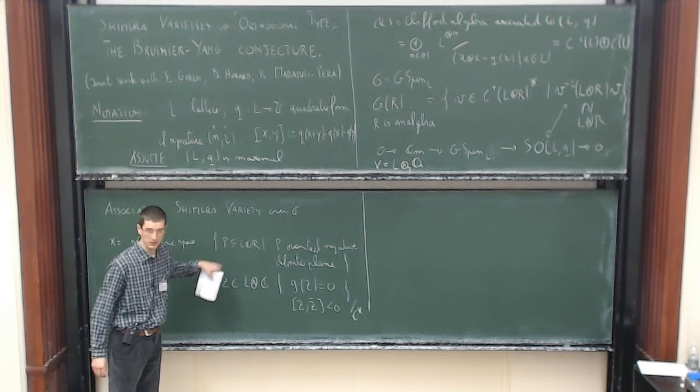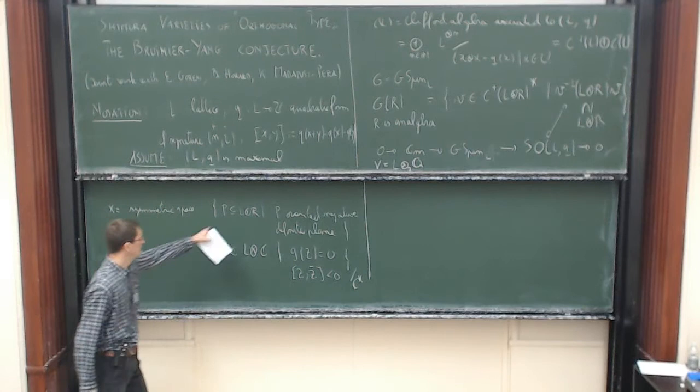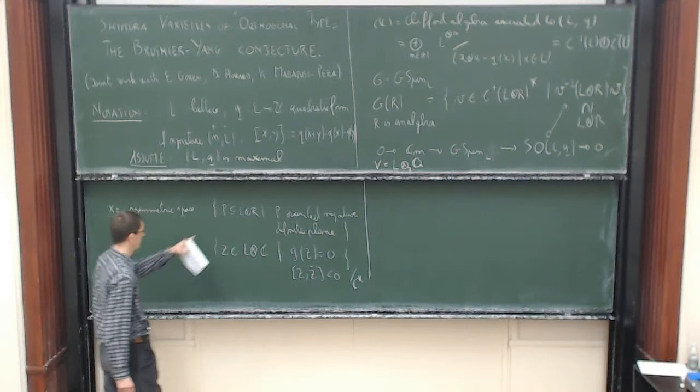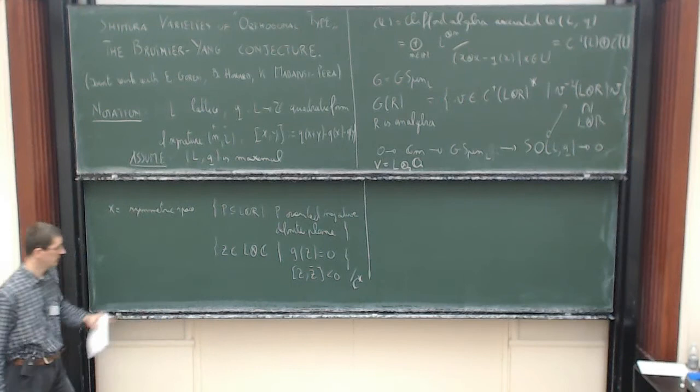You can also go back. Take an oriented plane, take an orthogonal or orthonormal basis, and that element plus I times the other element of the basis will give you an element Z of this type, up to scalar. Okay?